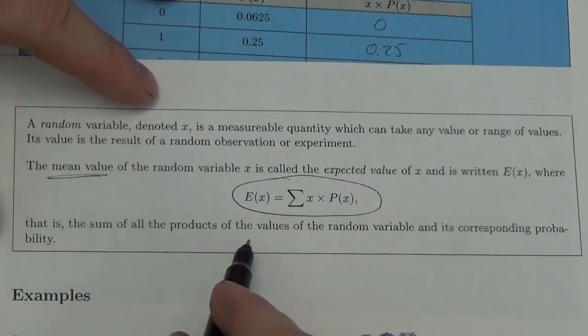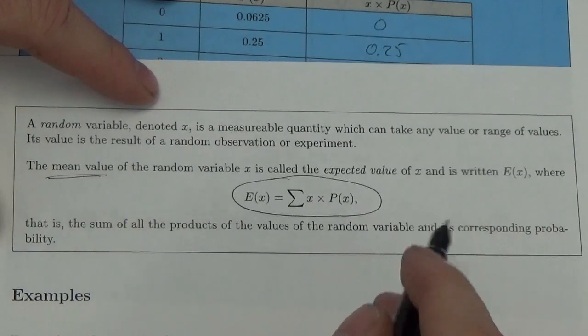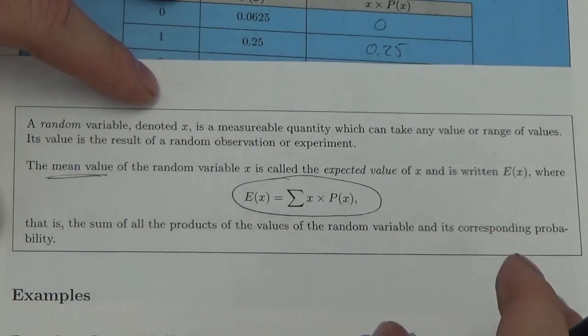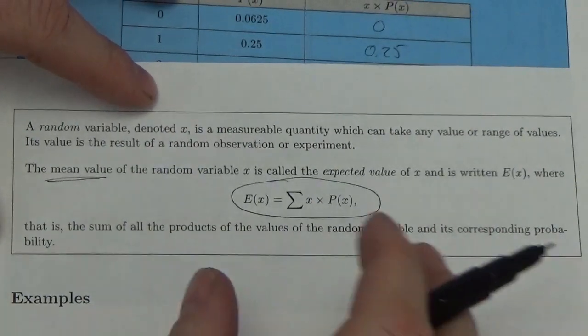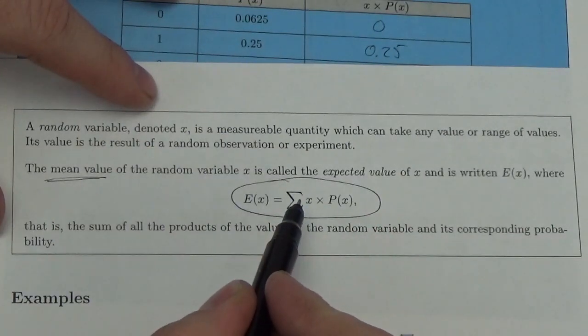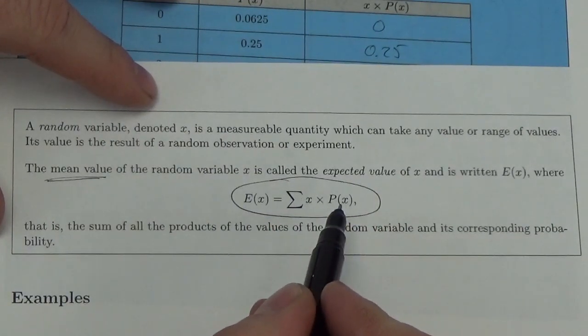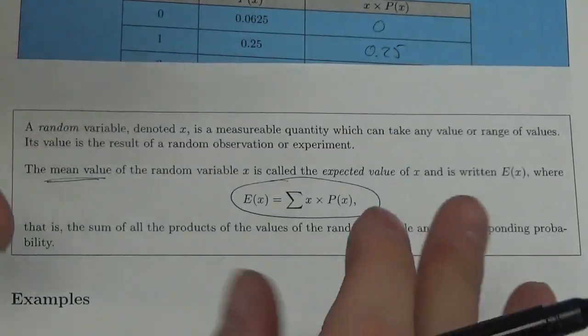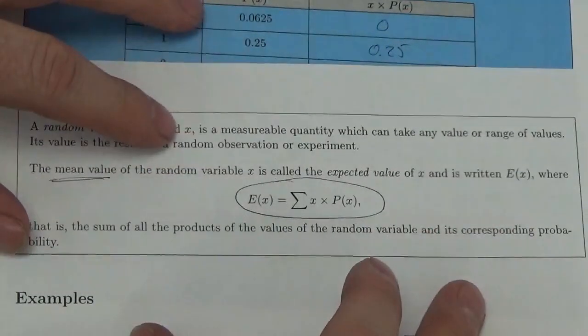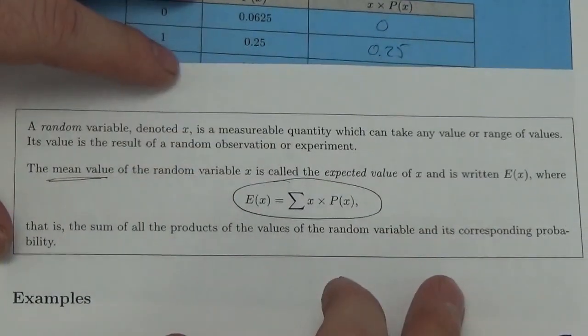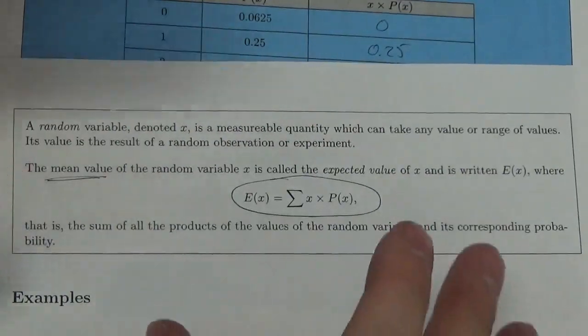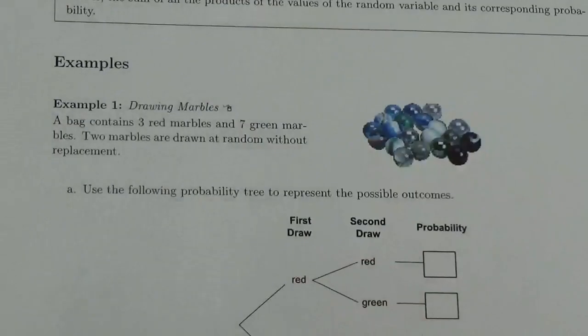So it's the sum of the products of the values of the random variable and its corresponding probability. So we take every result, multiply by its probability, add them all together. That's the expected value. Or if you want another way of thinking about it, just to help you out, it's the mean. Okay, so let's walk through an example when we're talking about expected value.